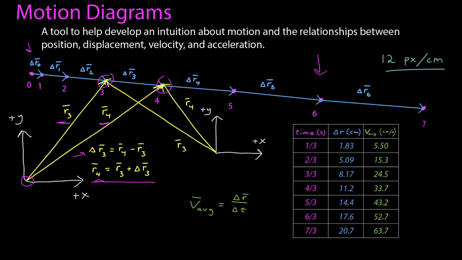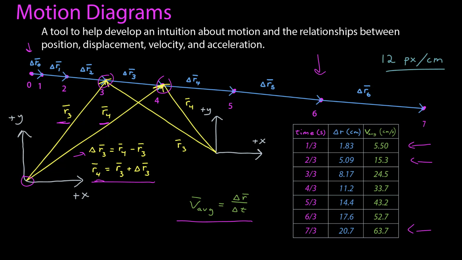With those numbers, we can calculate average velocities. Remember, the average velocity is equal to the displacement divided by the time interval, and the time interval is the same in each case. So I can find the average velocity between point 0 and point 1, which is 5.5 centimeters per second. The average velocity between point 1 and 2, and so on, until we finally get to 63.7 as the average velocity between point 6 and 7. I've shown the magnitudes in the table.